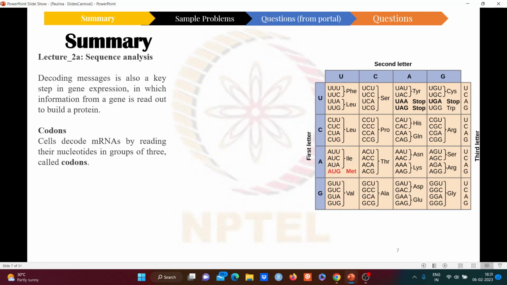Initially I mentioned we have 5' to 3' and 3' to 5' strands of a DNA, and how they are read. So these mRNA codons are read from 5' to 3', and they specify the order of amino acids from the N-terminus.